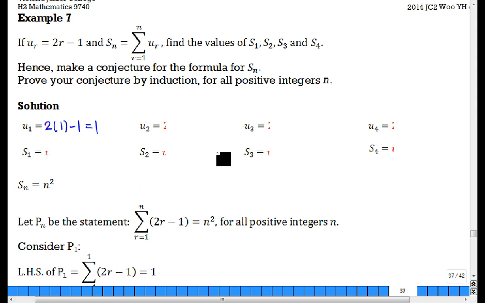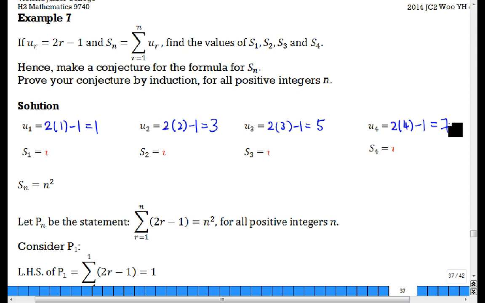Follow what I'm saying? If you want to do faster, that means doesn't matter, go ahead. 2 times 2 minus 1 equals 3. U3, you just sub 3. So easy. U4 is 2 times 4 minus 1 equals 7. Then you find S1, 2, 3, 4. You all can do it.